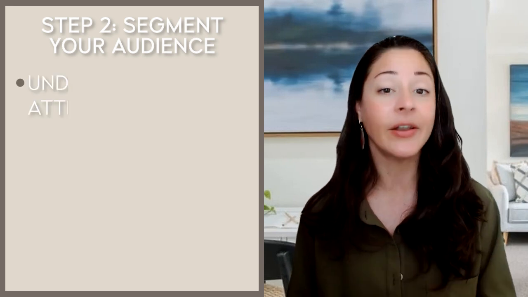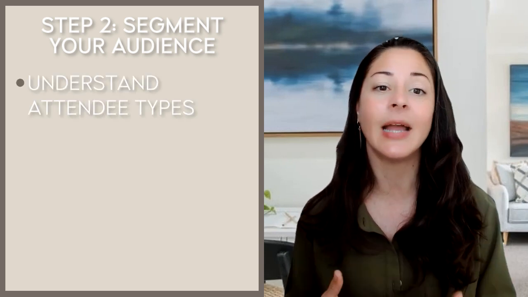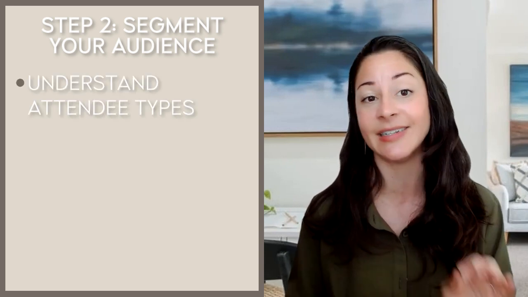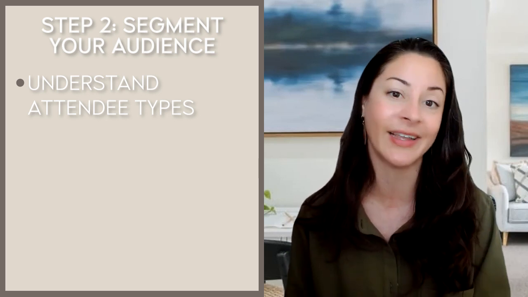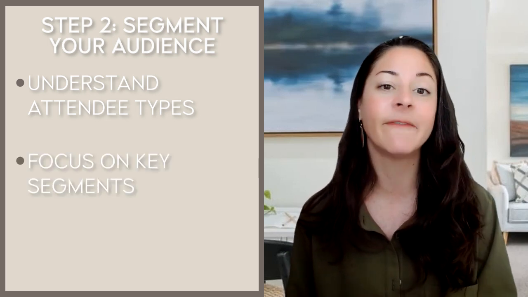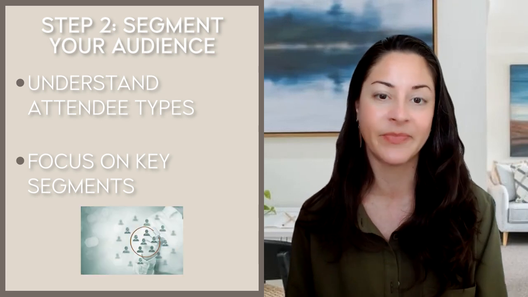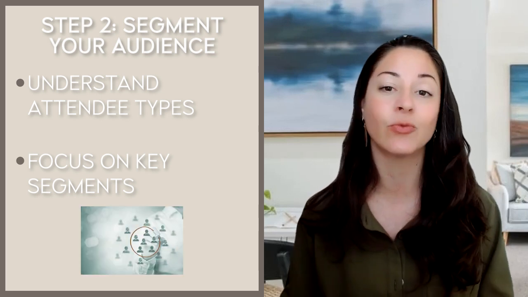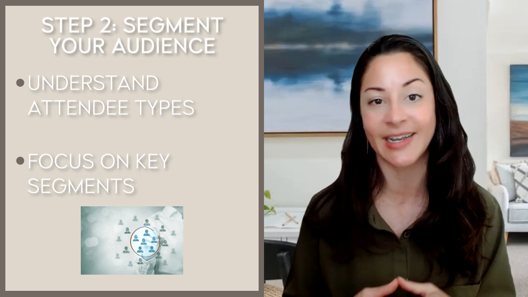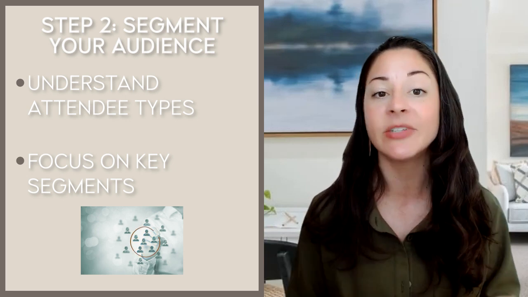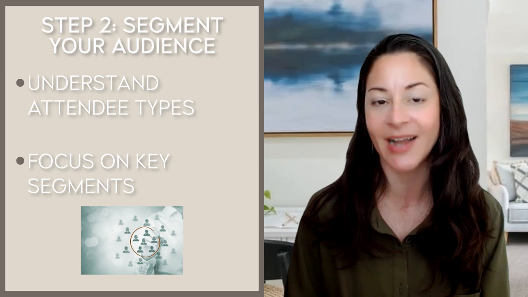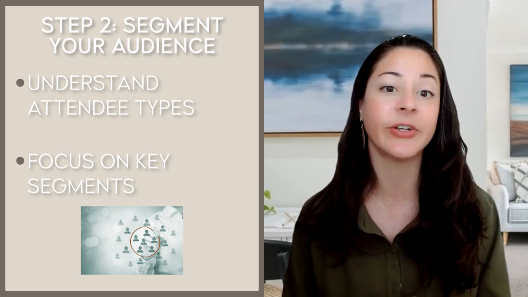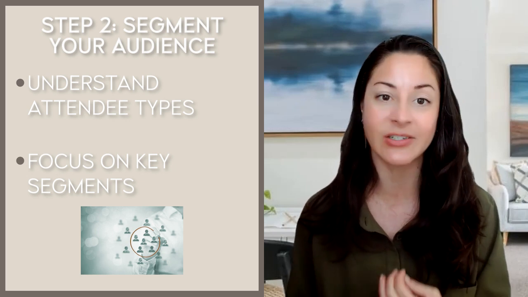Step 2, segment your audience. Understand attendee types. It's time to categorize your attendees into segments based on factors such as industry, interest, or engagement levels. Then focus on those key segments. Now that you understand your audience, recognize the 20% of attendee segments that represent the majority of your target audience or have the greatest potential impact. You'll then want to tailor your event experience to meet their specific needs.